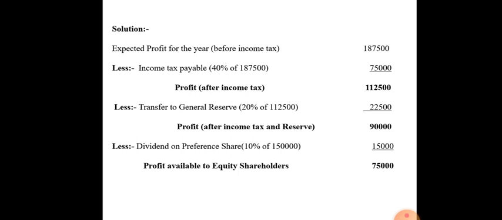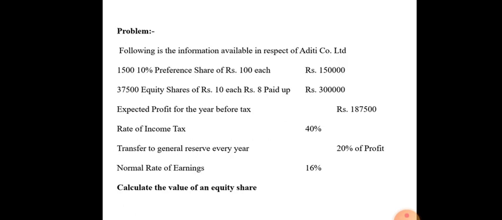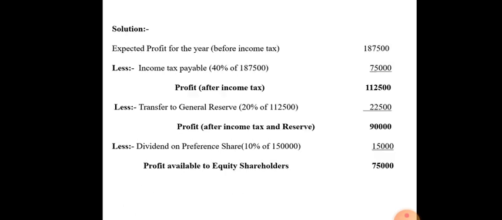Now from this profit you have to minus the general reserve, which is 20% as given in the problem. Transfer to general reserve every year is 20%. So minus it from this 1,12,500, the total is 22,500. This you have to minus from 1,12,500, and the remaining amount will be 90,000, which is nothing but the profit after the income tax and the reserve.